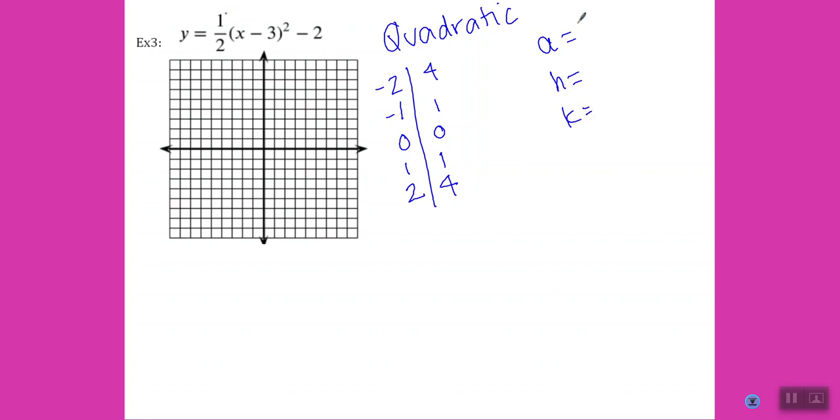It's a 1/2, so that's our A value. H is the opposite of what's in the parentheses, so 3. And because K is on the end, it's going to stay the same and be -2. So I am going to start at 3, -2.